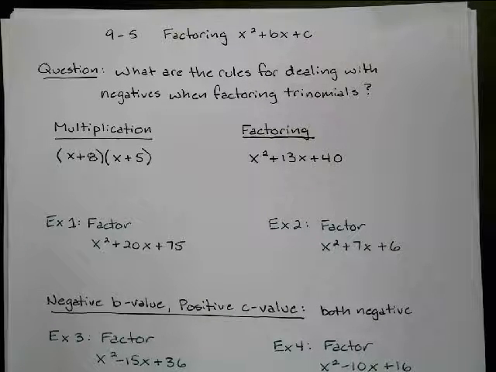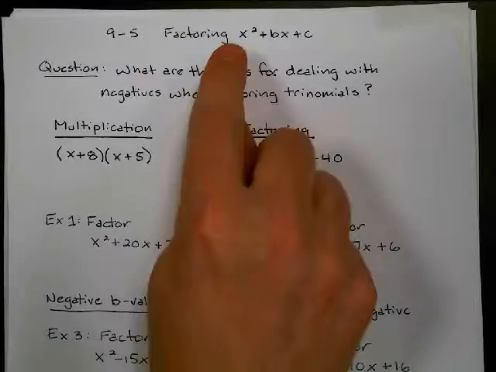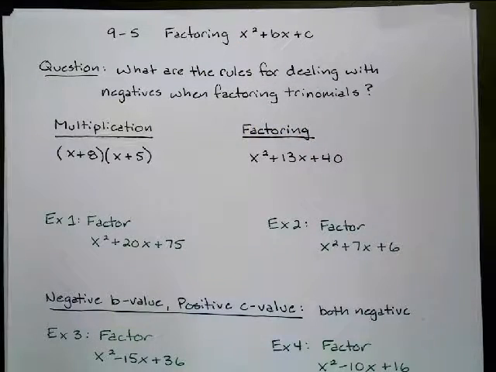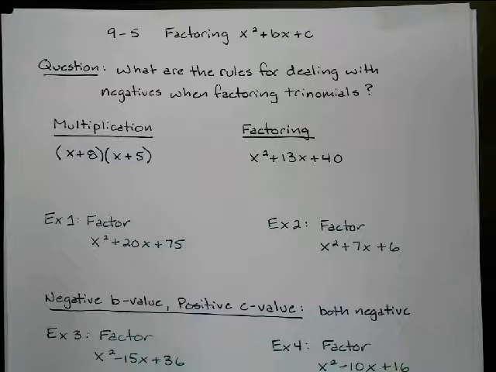We've got 9-5. We're going to factor x squared plus bx plus c. So basically, we're going to take a trinomial that doesn't have a number in front of the x squared and learn how to factor. Remember, when we factor, we're turning these problems into multiplication problems. So factoring is kind of like the opposite of multiplying.